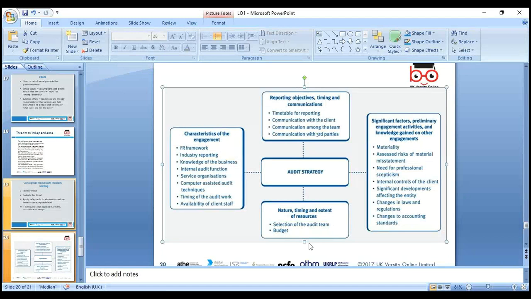regulation and the change of accounting standards. When auditing practices change, they need to be reflected as well, to check the accuracy. So, the nature, timing, and extent of the resources.